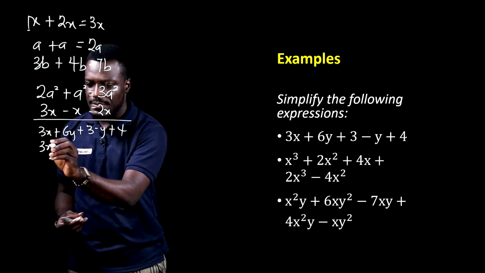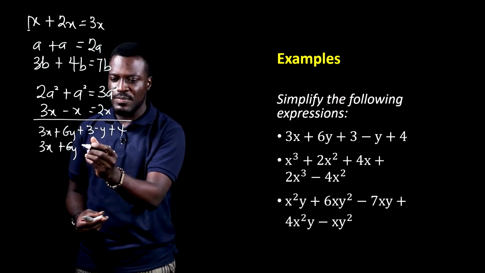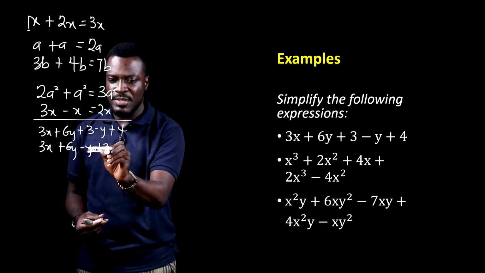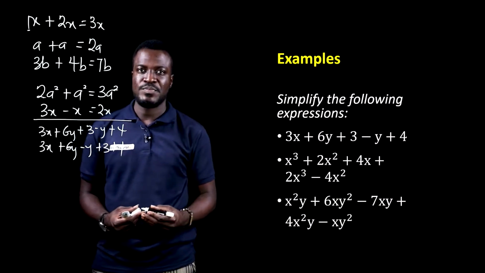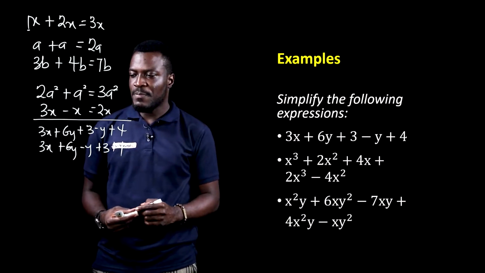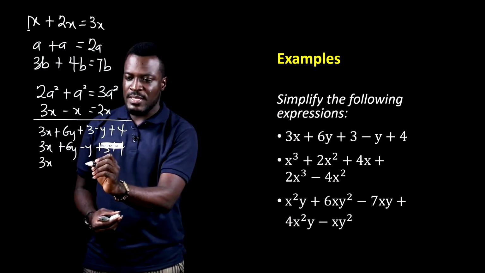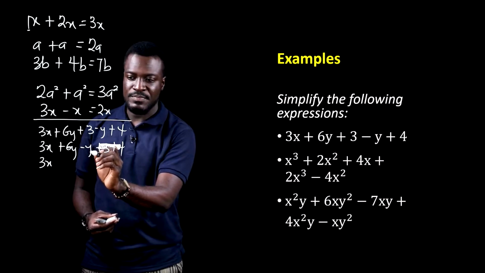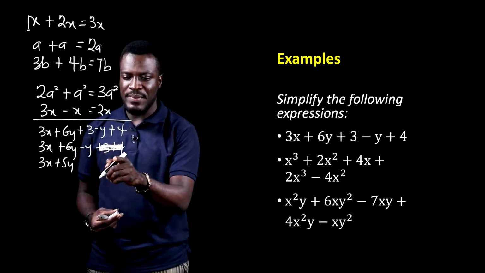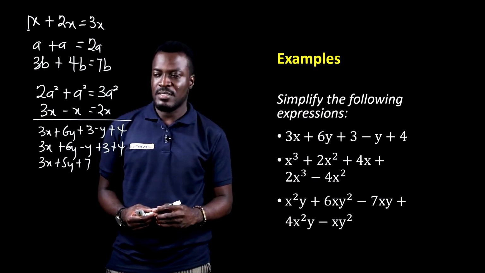So we have the 3x here plus, now 6y is here. We are grouping the like terms. So this one will come here. It is negative y. It becomes minus y here. And then this 3 is plus 3, and this is plus 4. So we've just regrouped it. It is the same expression. So we have our 3x here. Now 6y minus y. This is the same as 6 minus 1. That's going to give us what? 5y. And then 3 plus 4 is 7. I hope you understand. Now let's try the next example.